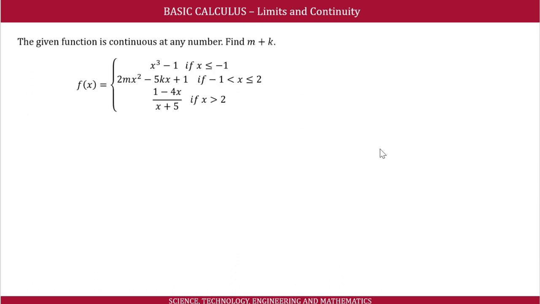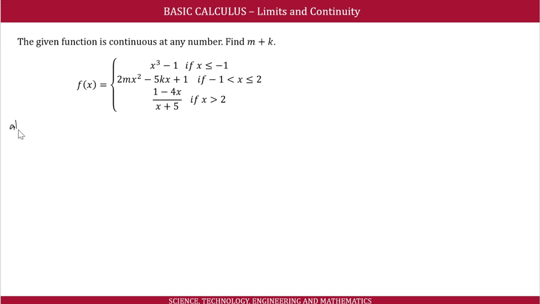Okay, last one. The given function is continuous at any number. Find m plus k. So the function is x cubed minus 1 if x is less than or equal to negative 1, 2mx squared minus 5kx plus 1 if x is greater than negative 1 and less than or equal to 2, and (1 minus 4x) over (x plus 5) if x is greater than 2. Let us check the continuity at negative 1 and 2.